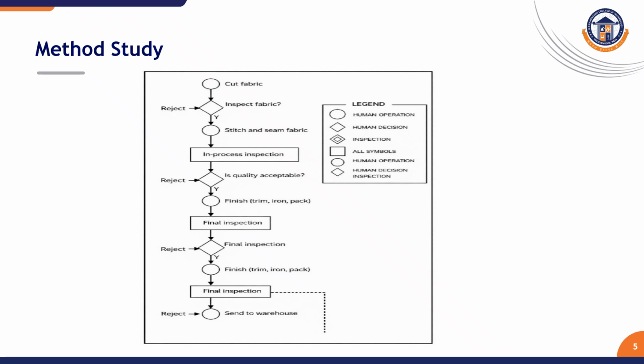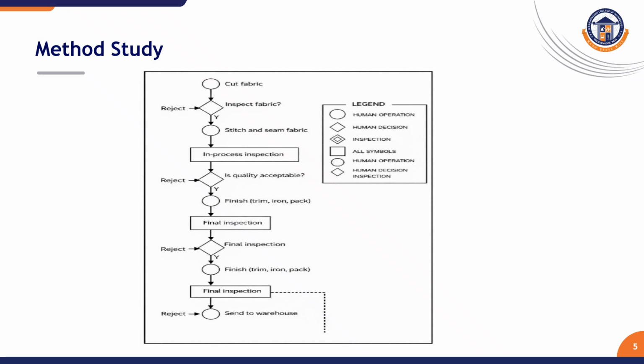Finally, after the inspection, a certain percentage is rejected for quality issues. And finally, the finish: you trim it, that is, you check for any mistakes and trim extra thread. Then you press it, that is, by ironing machine, and then pack it. Then do the final inspection.